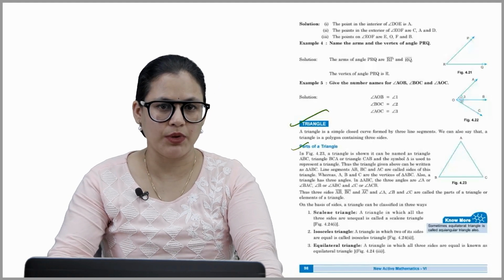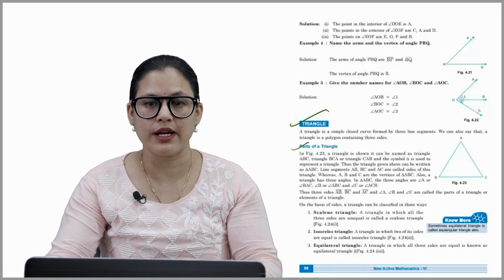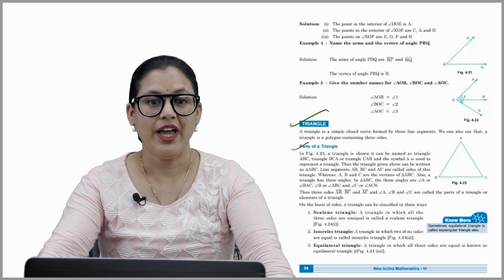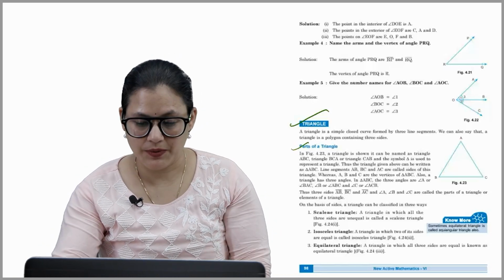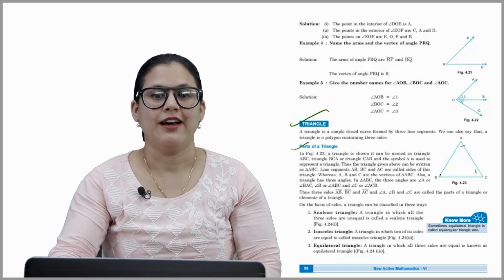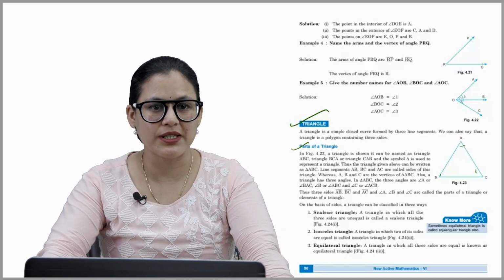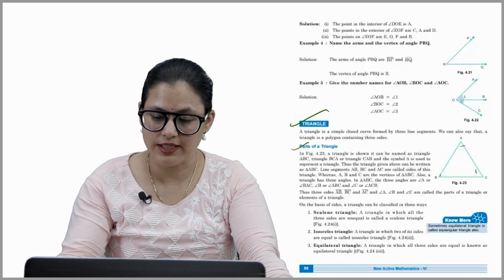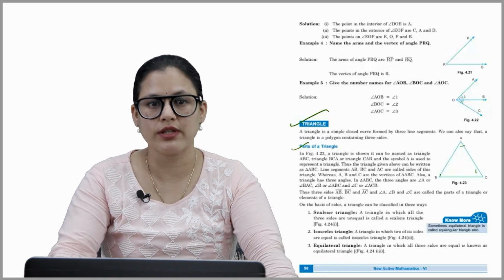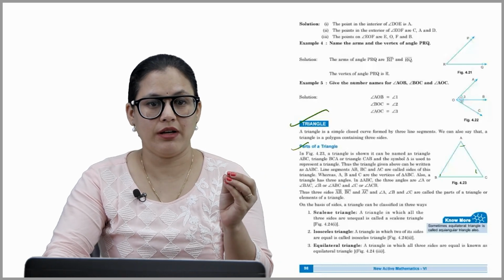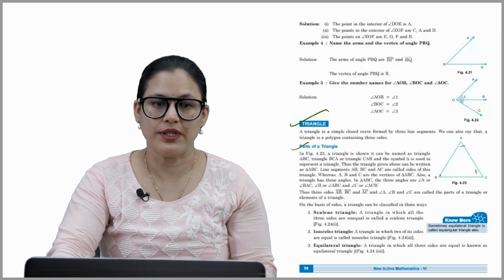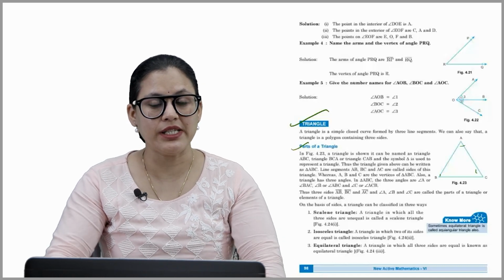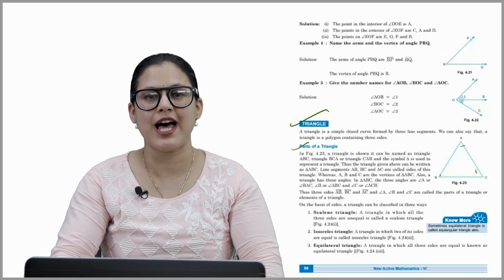Line segments AB, BC and AC are called the sides of the triangle. See, these are the sides AB, AC and BC. Whereas A, B and C are the vertices of triangle ABC. Also, a triangle has 3 angles. In triangle ABC, the 3 angles are angle A, angle B and angle C, or you can say angle ABC, angle ACB and angle BAC. There are 3 sides, that is AB, BC and AC, and the angles A, B and C are called the parts of a triangle or the elements of a triangle.